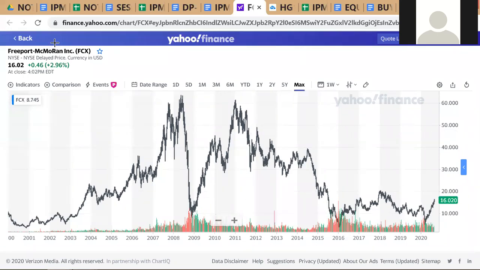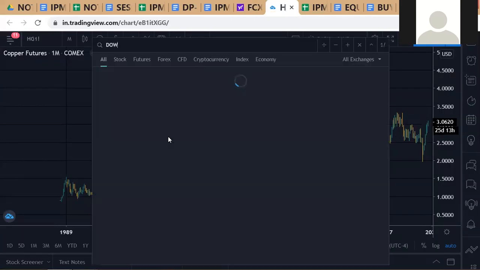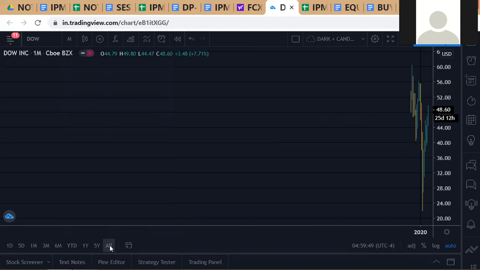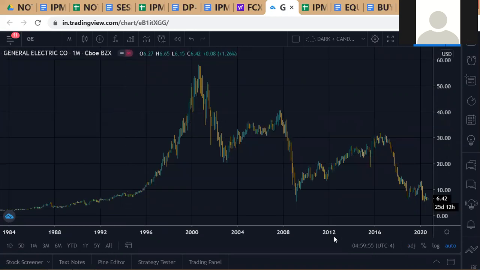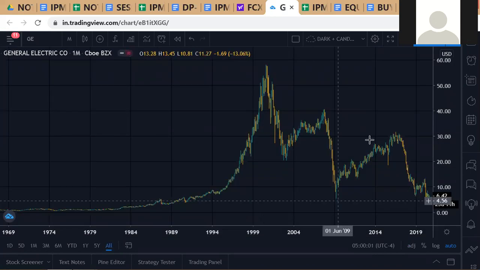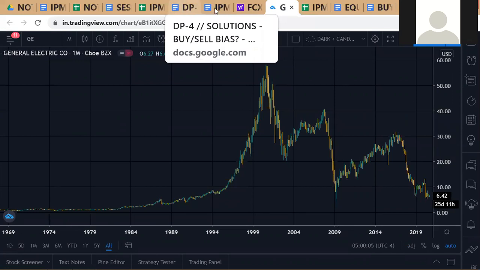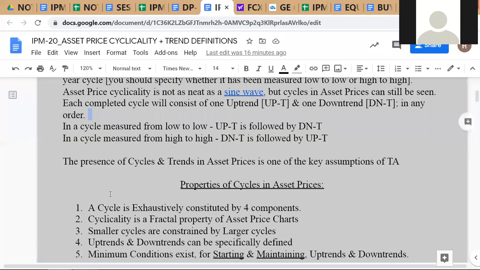We can apply any kind of chart, and you'll find that if you apply, let's say, for instance, Dow, you will see Dow is a new chart. So let's use General Electric. Here also you can see in General Electric, a major company, how there is cyclicality in their prices. So everywhere you go, you will find this. That is the first part.